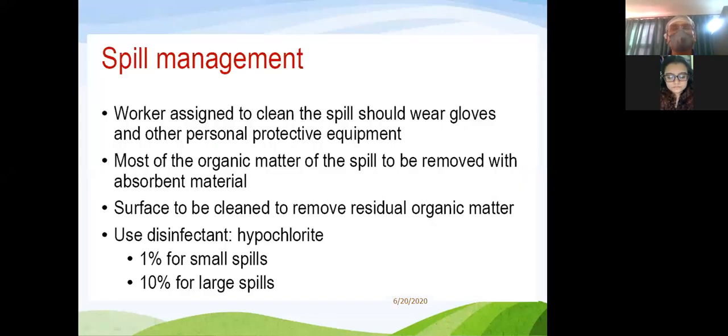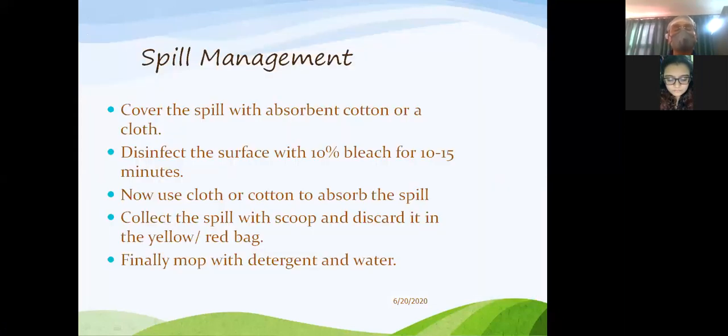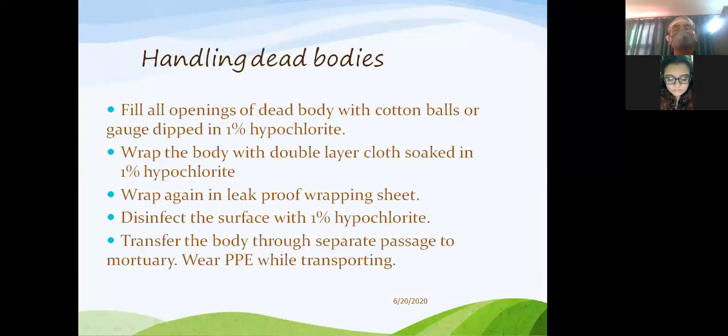If a patient vomits, or there is a delivery in which a large amount of meconium or some fluid comes out on the treating gynecologist and spills on the floor, then it is very important not to clean it straight away. You have to put sodium hypochlorite. For small spills, you can use 1% sodium hypochlorite, and for large spills, you can use 10% sodium hypochlorite. This can be covered with absorbent cotton. After that, you can clean it just like I told you, in three steps, but it has to be covered with cotton. Wait for 15 minutes, then you can clean.